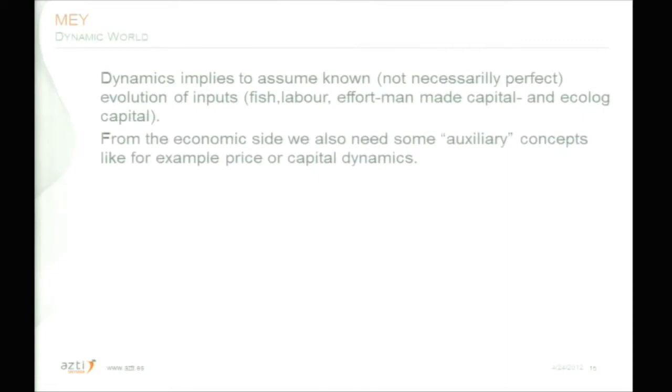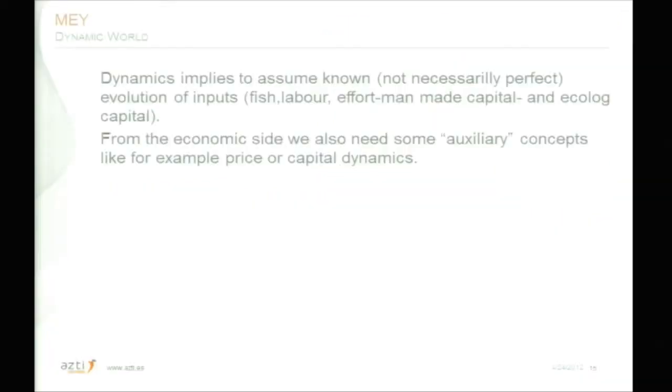From the economic side, we also need some kind of, I call it auxiliary, but it's not really auxiliary, concept like, for example, price and capital dynamics. So we need this kind of ideas also. In this dynamic world, the discount rate is fundamental, obviously, because the discount rate is giving us the idea of how we are discounting the future.